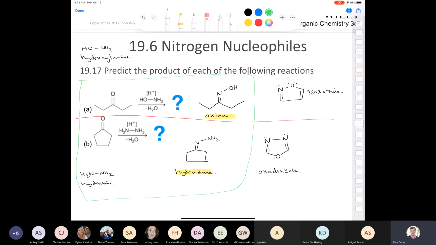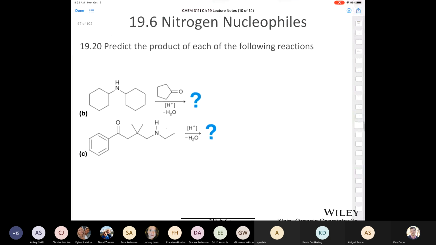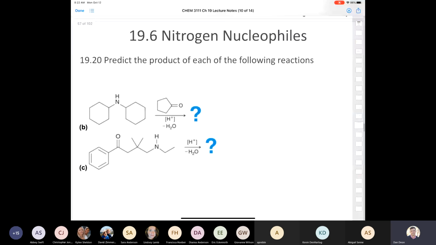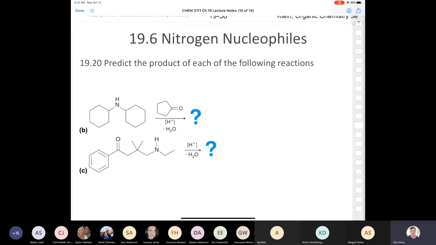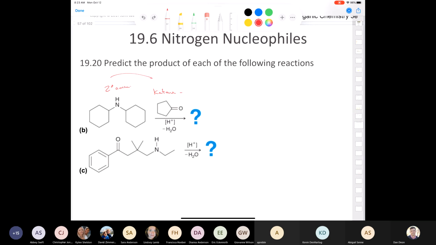Okay, let's move on and take a look at some questions that deal with enamines. It says here, predict the product of each of the following reactions. You can see that we're taking a secondary amine, and we're reacting it with a ketone. Before, they had the ketone over here and the amine over there. It doesn't matter. We're treating it with a catalytic amount of acid.